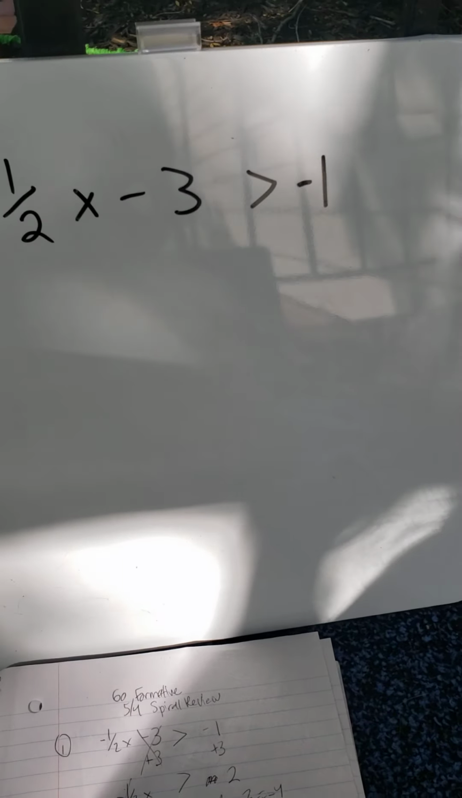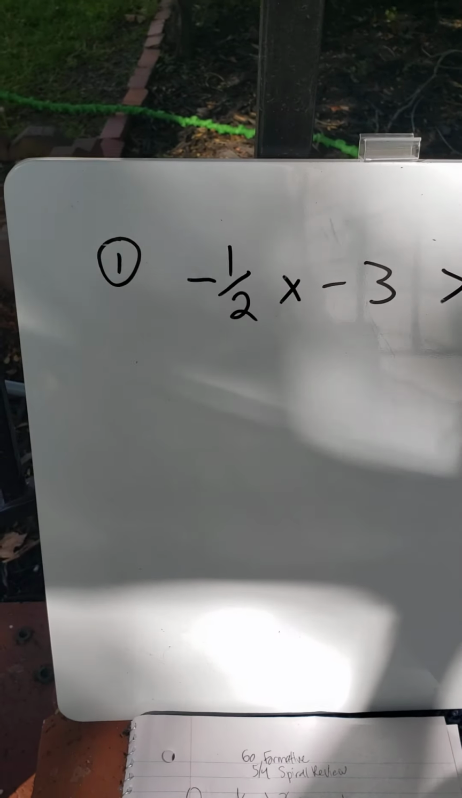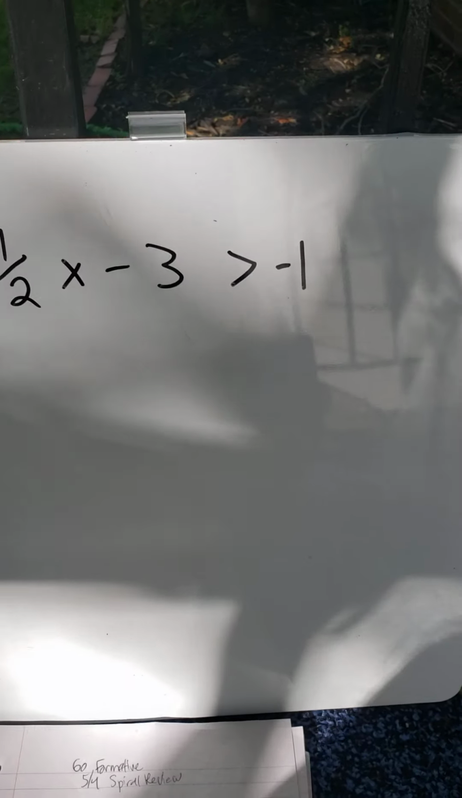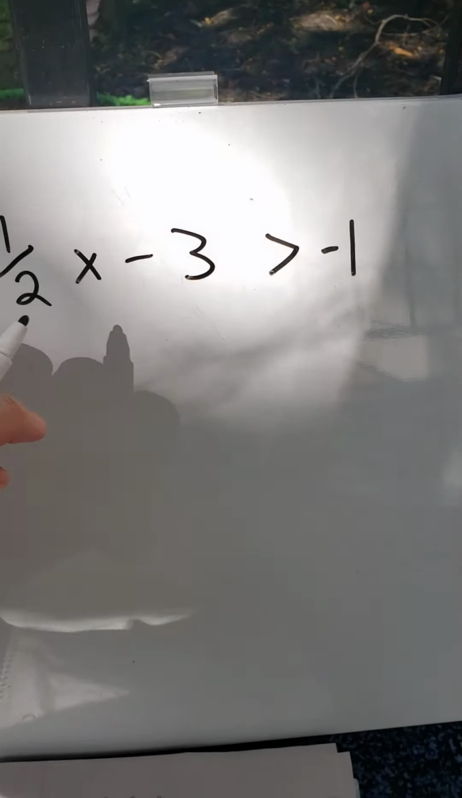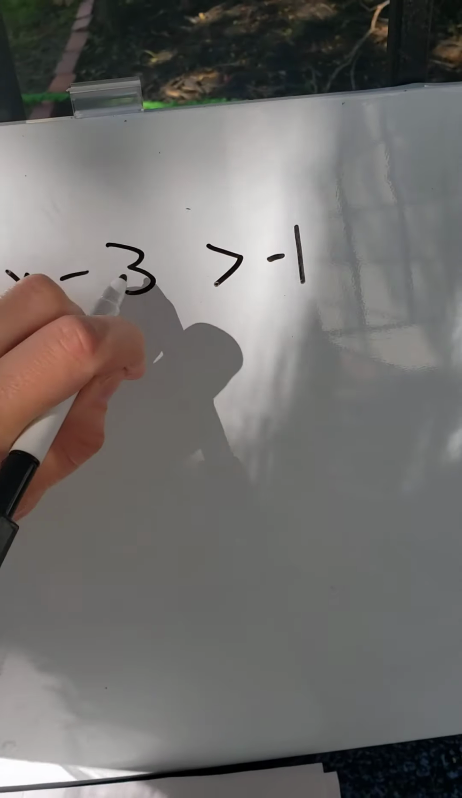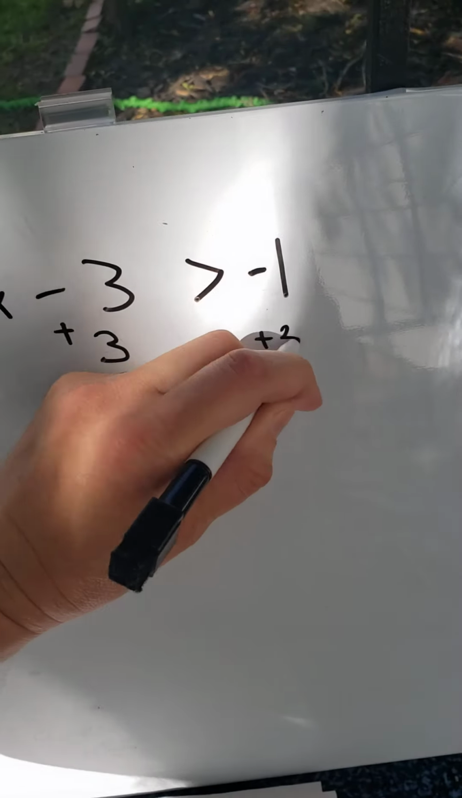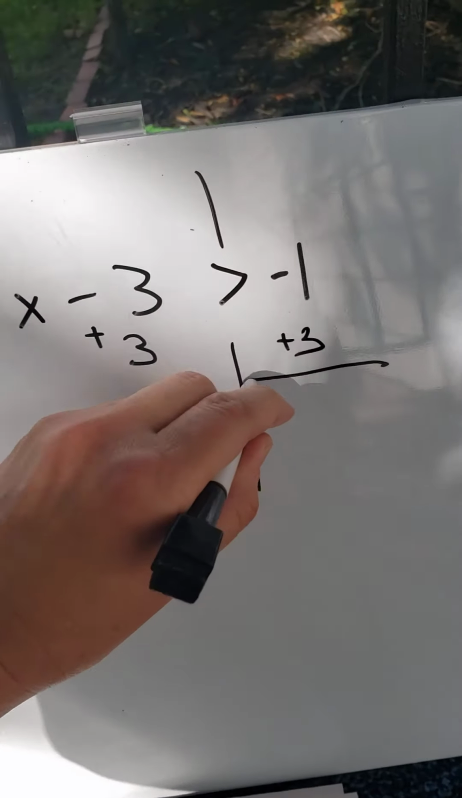Okay, this is the GoFormative spiral review for May 4th, and this is number 1. Negative 1/2 x minus 3 is greater than negative 1. So we're going to look at it just like an equation. So we have a minus 3 here. Add 3 to this side, add 3 to this side.